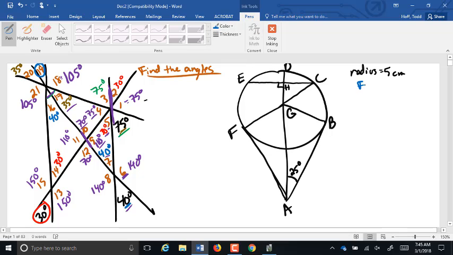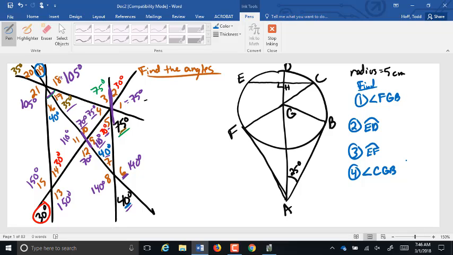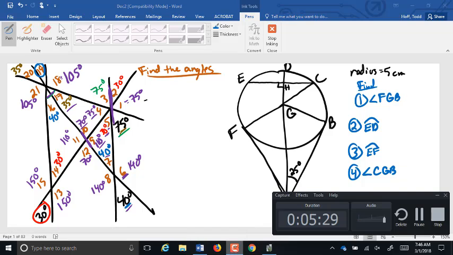I want you to find number 1, angle FGB. Number 2, I want you to find arc ED in degrees. Arc EF. Angle CGB. We'll call that good enough for now.